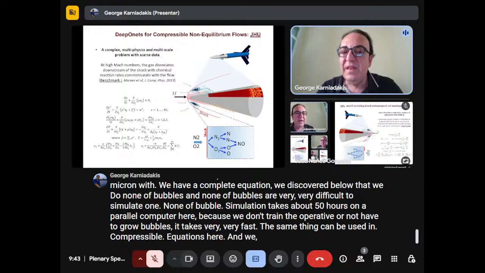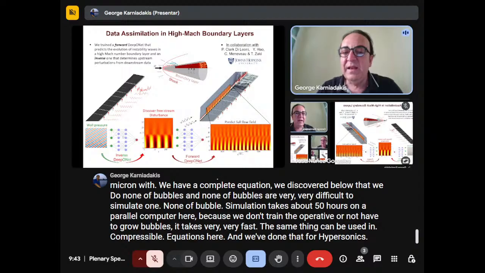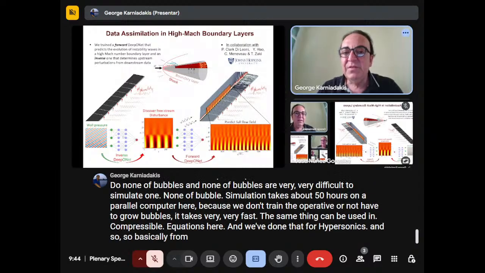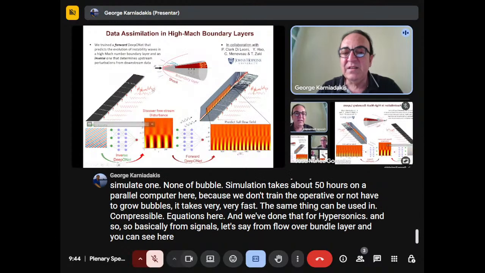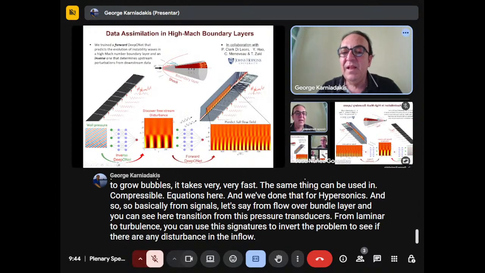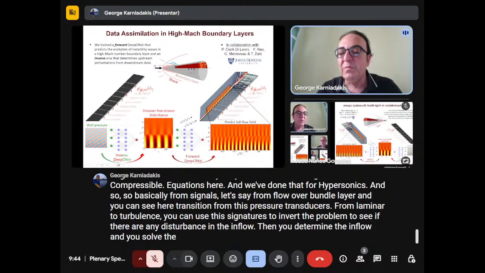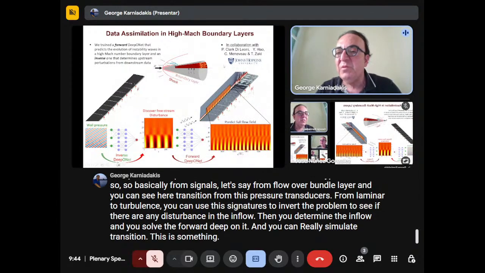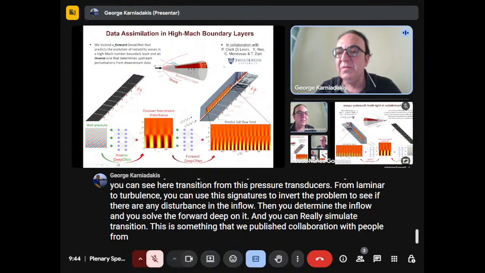The same thing can be used in compressible Navier-Stokes equations here, and we've done that for hypersonics. So basically, from signals, let's say from flow over a boundary layer, you can see here a transition from laminar to turbulence in these pressure transducers. You can use these signatures to invert the problem to see if there is any disturbance in the inflow. Then you determine the inflow and you solve the forward DeepONet, and you can really simulate transition. This is something that we published in collaboration with people from Johns Hopkins a couple of years ago.